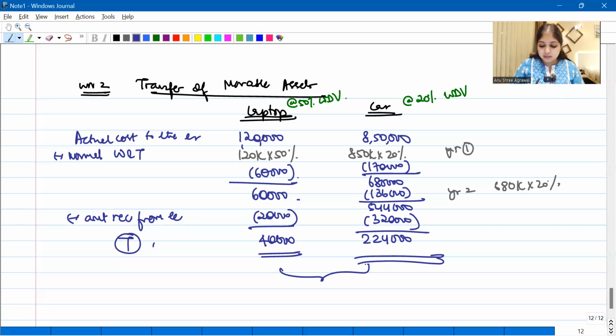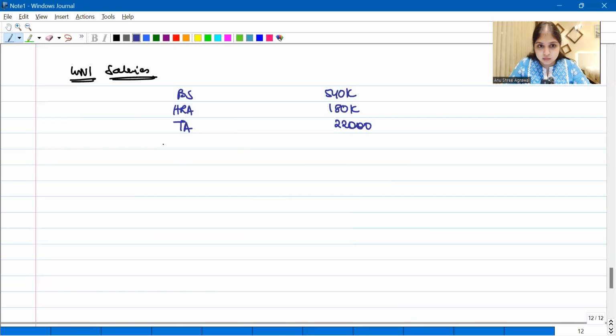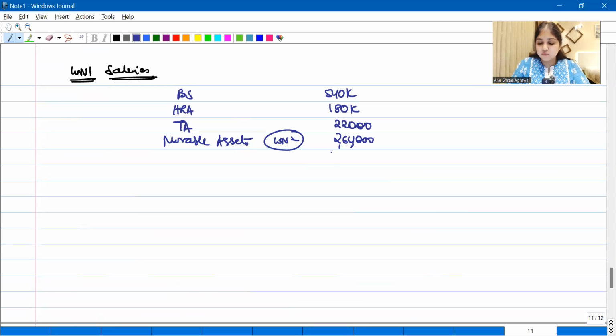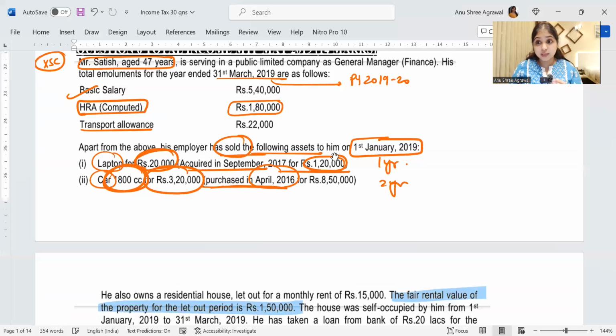So what's the total taxable value of the movable asset? Total taxable value of the movable asset is going to be 2,64,000. So coming back to my answer, movable assets were transferred from the employer to the employee. Working note number 2, we've done the calculation, 2,64,000. Tell me, does it make a difference to you what is the cubic capacity of the car?